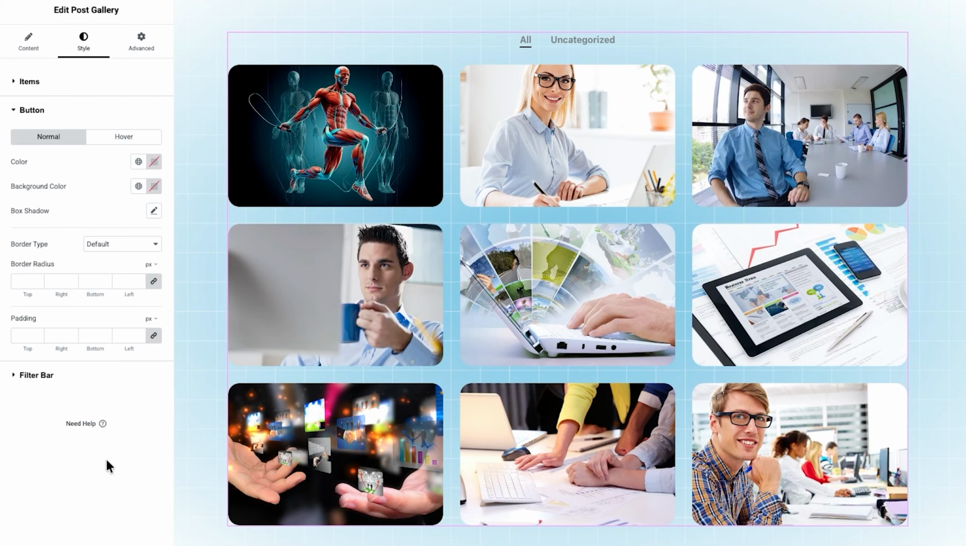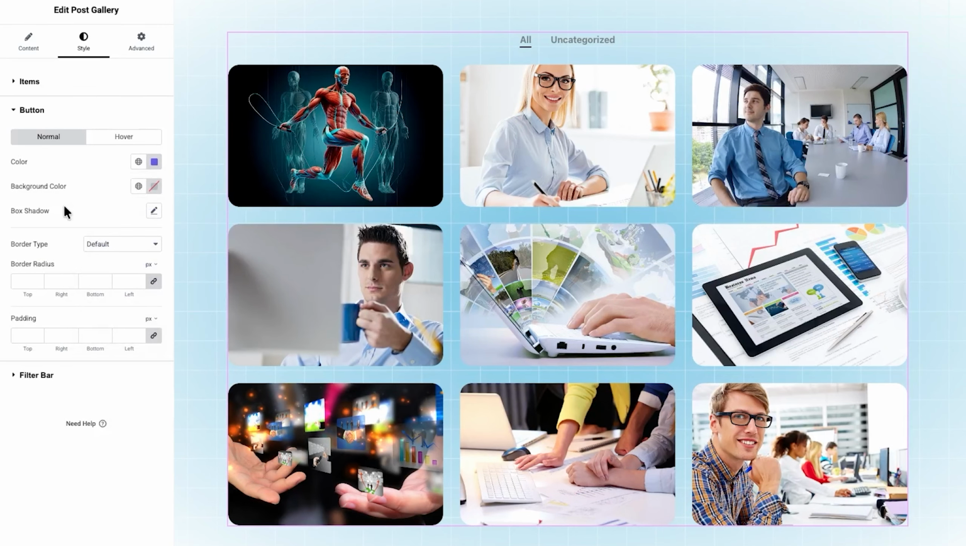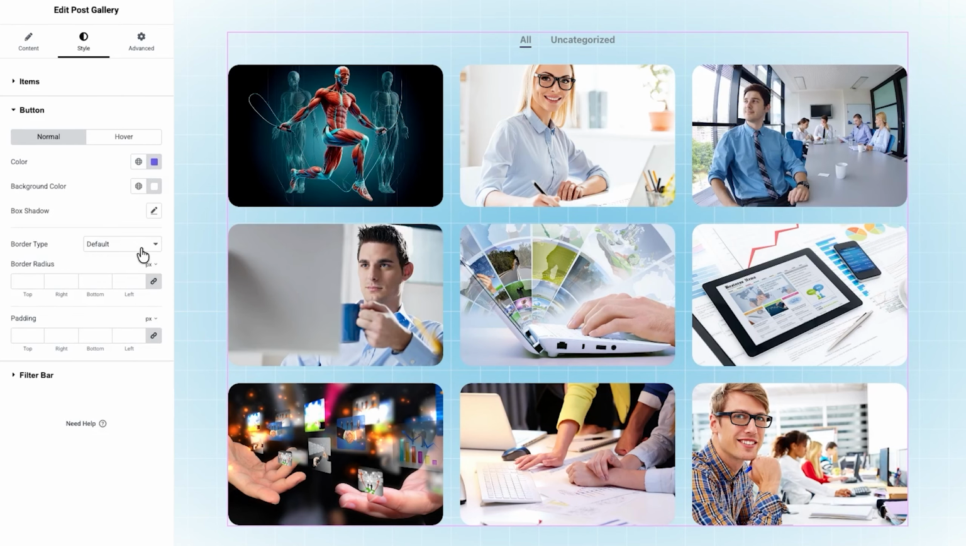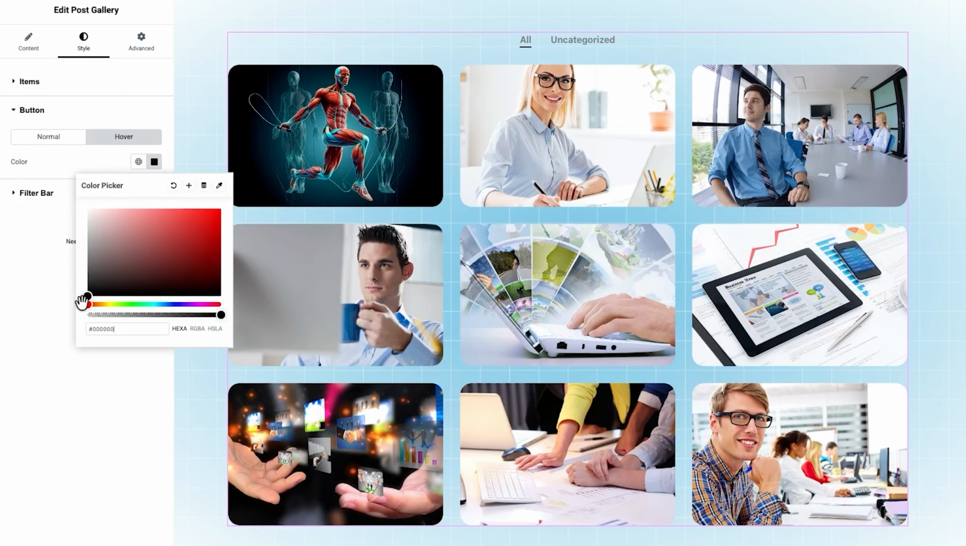The button section is divided into normal and hover states, allowing you to design both the default button appearance and its interactive hover state. You can change colors, backgrounds, borders, shadows, and padding, and immediately preview the visual shift by hovering over your items. This gives you a responsive and intuitive way to build consistent interactions that support your site's visual identity.